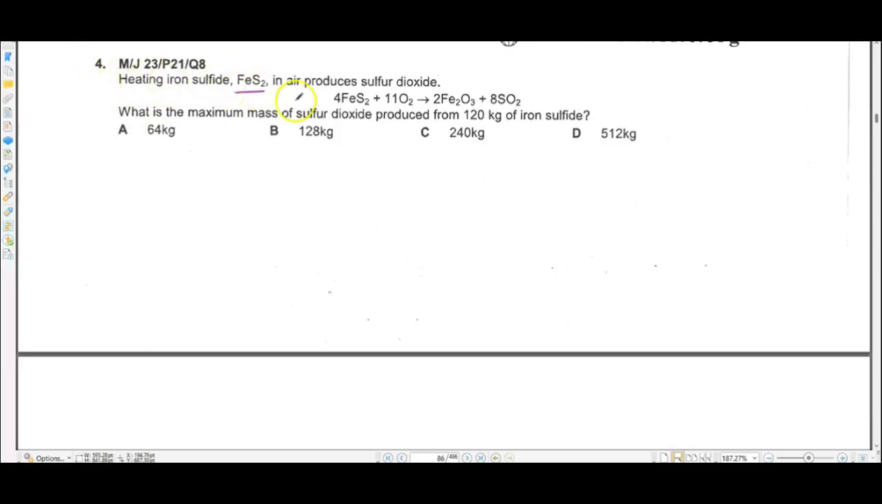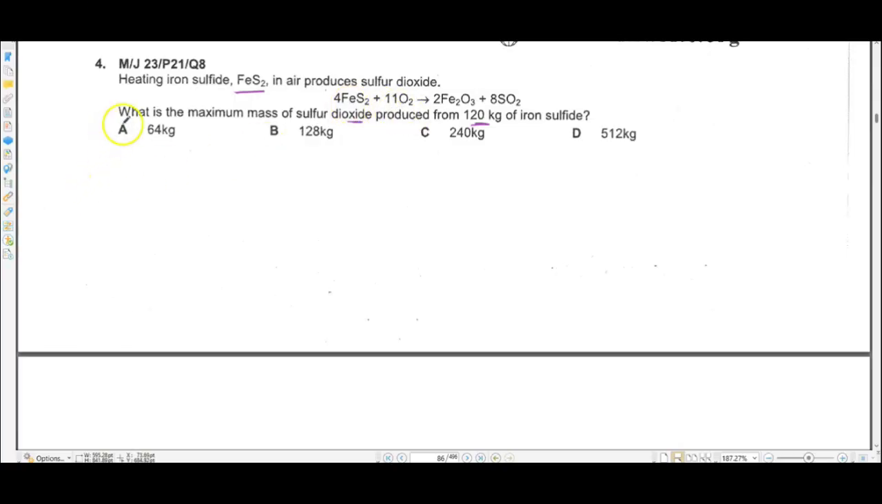Heating iron sulfide FeS2 in air produces sulfur dioxide. What is the maximum mass of sulfur dioxide produced from 120 kgs of iron sulfide? Okay. One thing that I forgot to mention at the start of the lecture is that a balanced chemical equation related to the statement of your question is your best friend when it comes to solving questions related to moles. Okay. You've got to keep your eye on the balanced chemical equation related to the question, obviously, and this is going to do wonders for you. This is your best friend in these questions, as I've just stated.